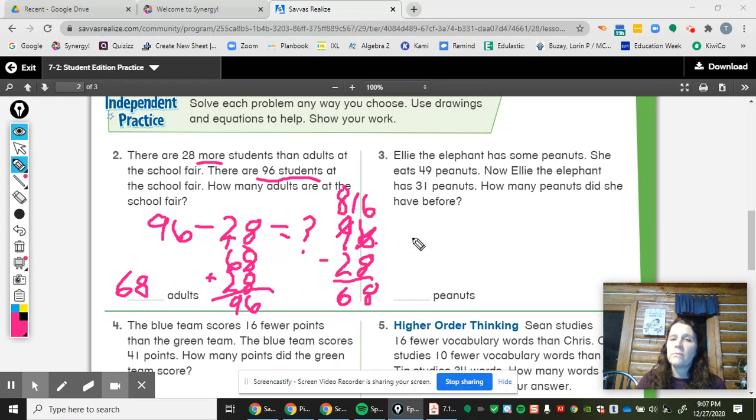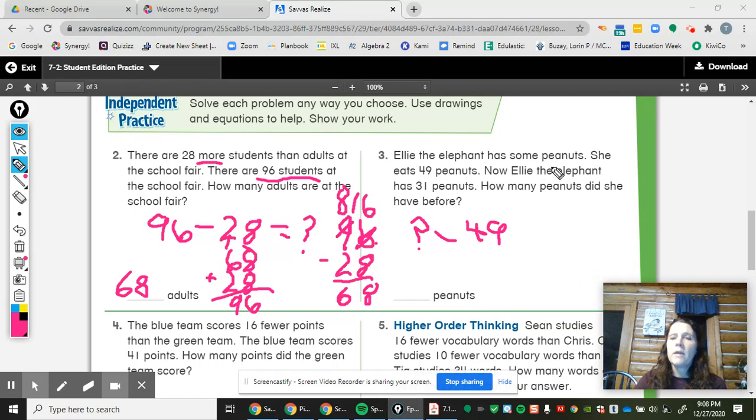So let's write our equation. Ellie the elephant has some. We don't know what that is. So we're gonna make, oops, we gotta make my pencil smaller here. How do I do that again right here? There we go. Okay, hold on, let me erase my little dot. Here we go, try again. Okay, so we're gonna write our equation. We don't know how many Ellie has. So we're gonna put a question mark. We don't know how many she has initially. Then we know she eats 49. So take away 49.